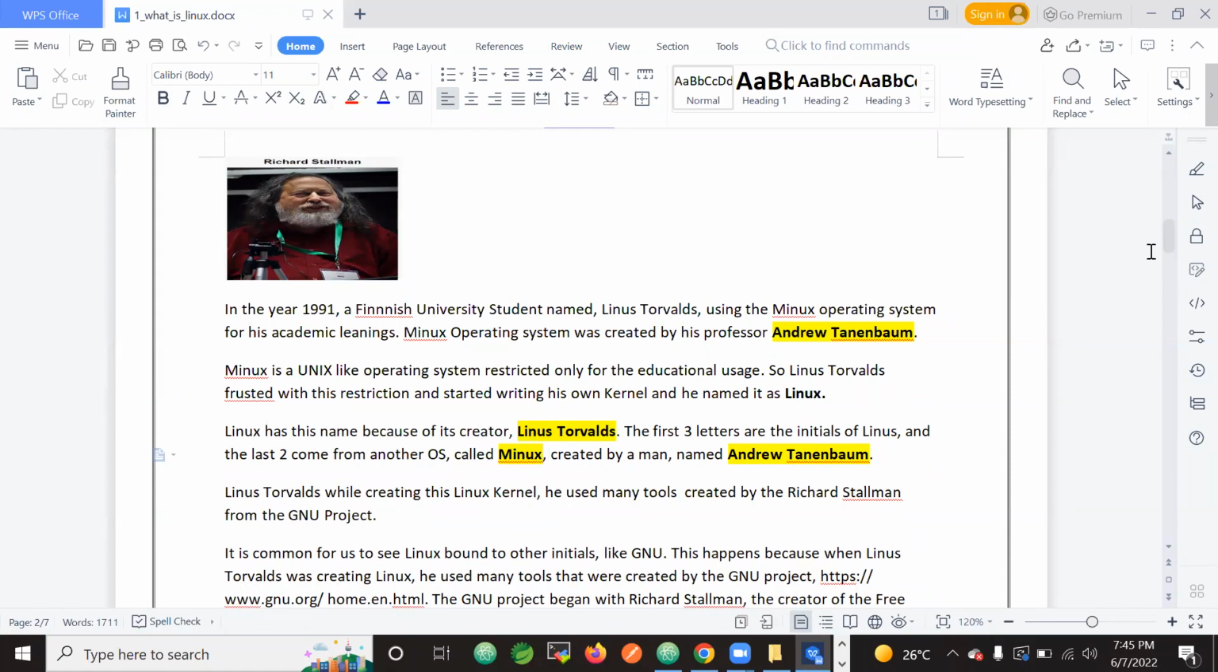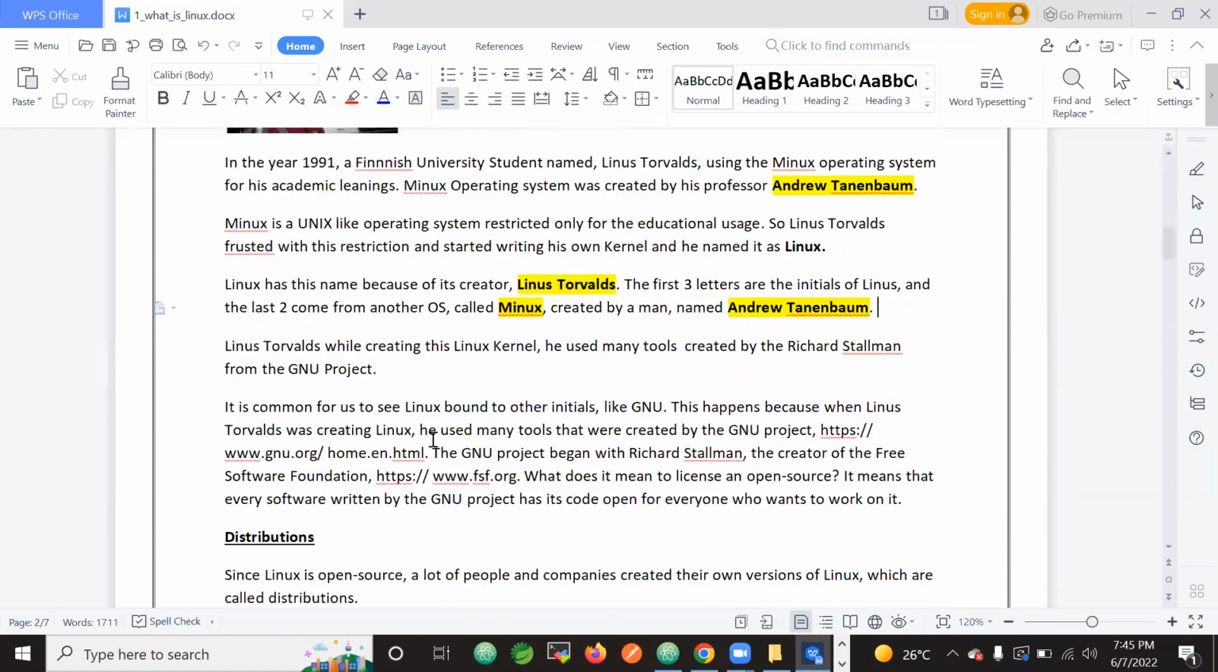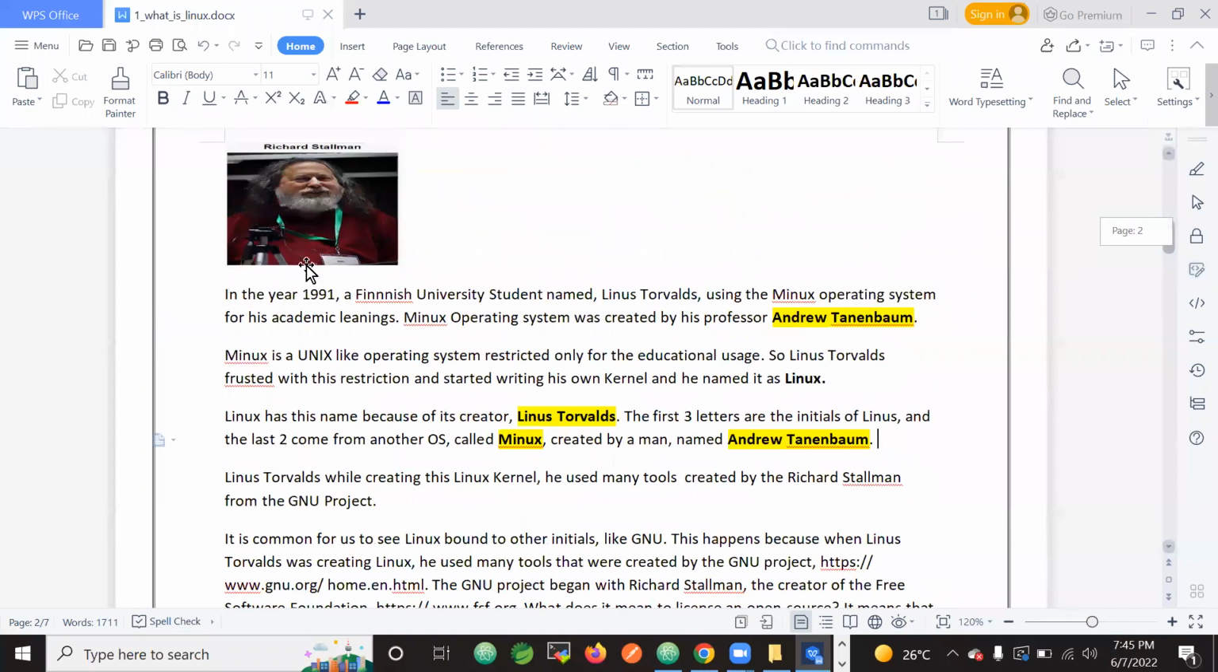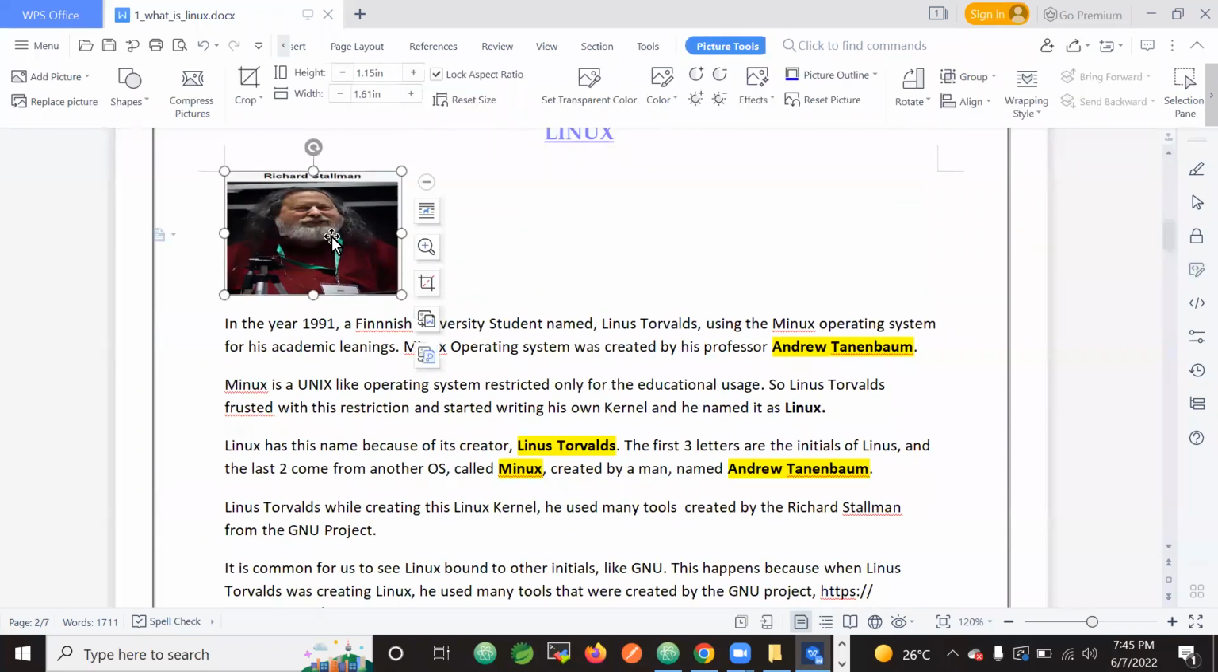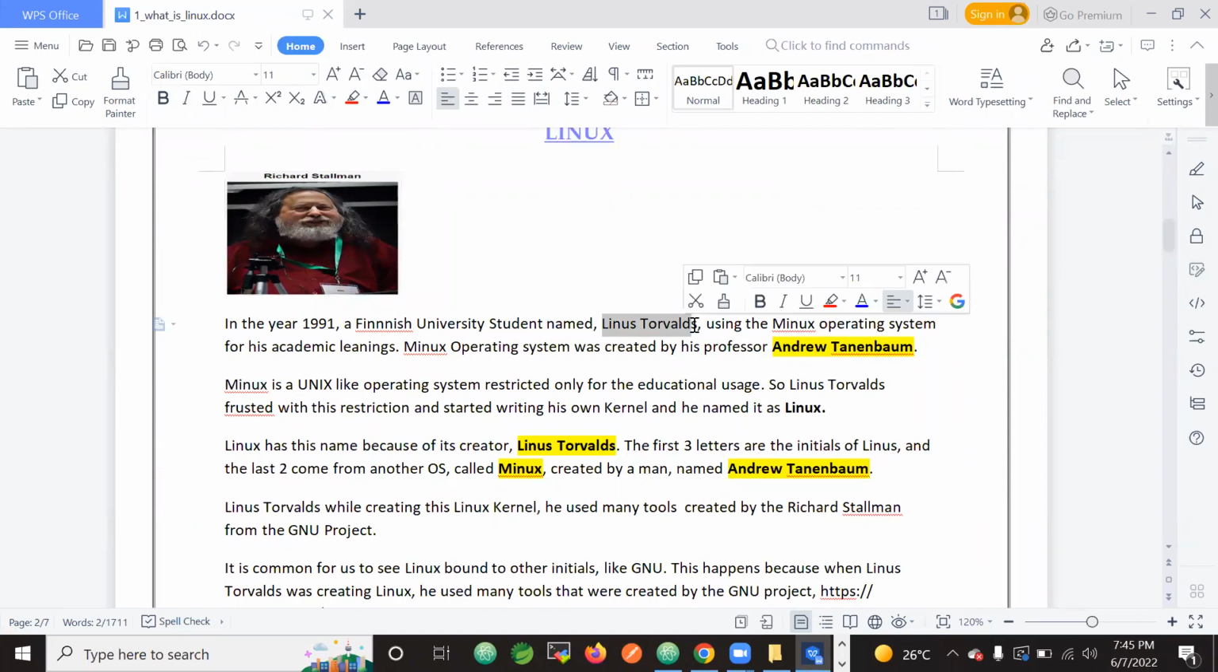So that's all for today, folks. Tomorrow we will see the most important things, like other features of Linux, and how these guys are connected. Richard Stallman is a separate story, and Linus Torvalds is a separate story. How these two connected together is what we will discuss in tomorrow's session. So that's all for today. Any questions for me?